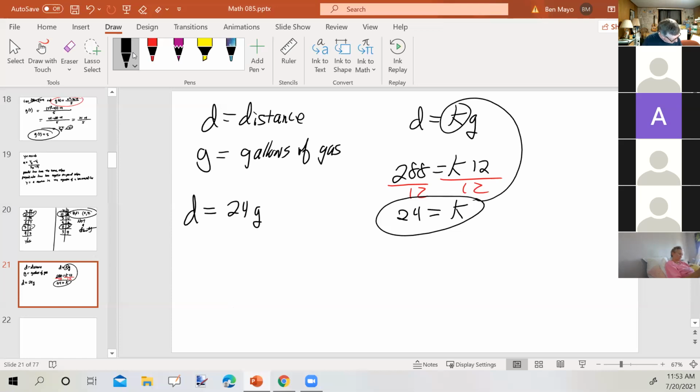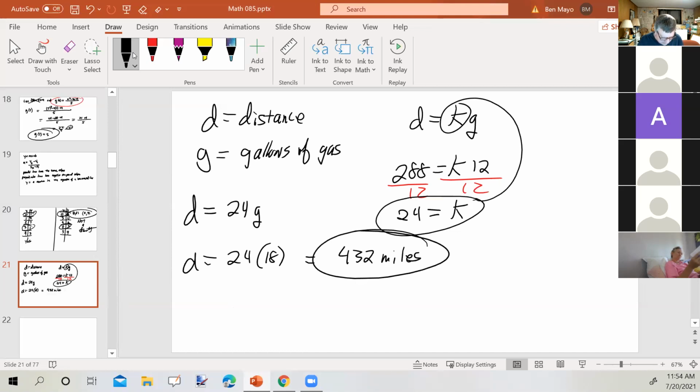Then it says, how far can it go on a full tank of 18 gallons? So D equals 24 times 18. 24 times 18 equals 432 miles. Any questions on this example?